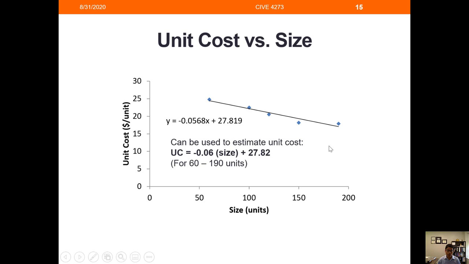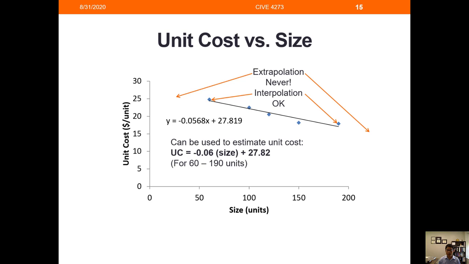So you may wonder, can we use this equation to estimate all different sizes of projects? This is one of the limitations of regression models. You can only estimate the cost of a project which falls into the size range encapsulated by your data. So for instance, in this case, we can only use this equation to estimate a project which has a size between 60 to 190 units.